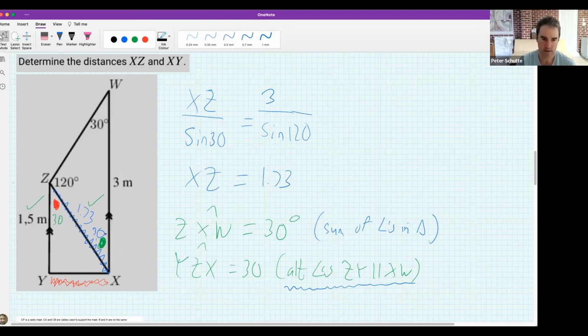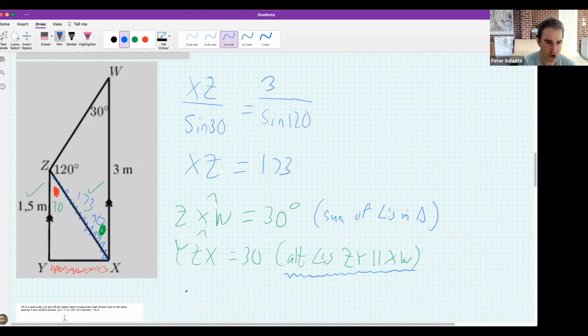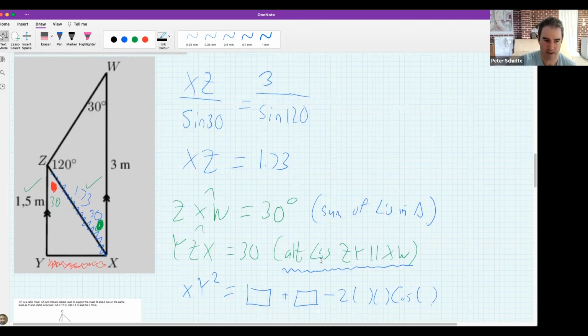Now we need to think about the cos rule. But the cos rule, remember, it looks a little bit like Pythagoras. So we're going to start by writing xy squared. And that's the side that we're trying to find. Now what goes there? There's something that goes over here, and then something over here, and then there's like two brackets like this, and then there's a cos. So that's the rough format that I'm going for.